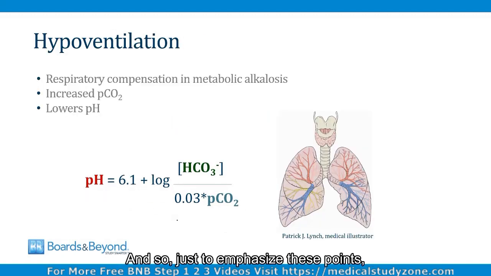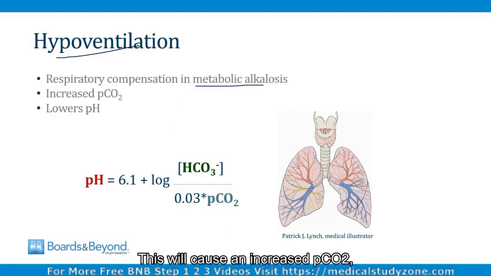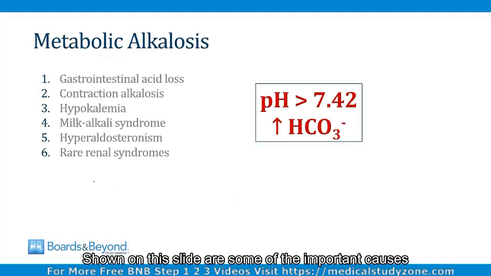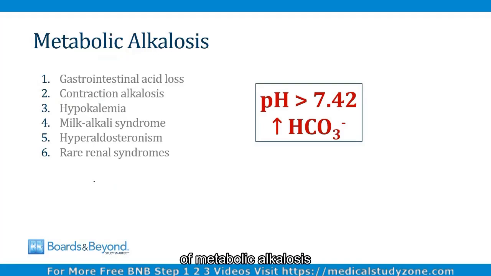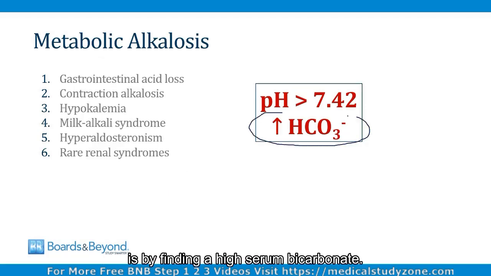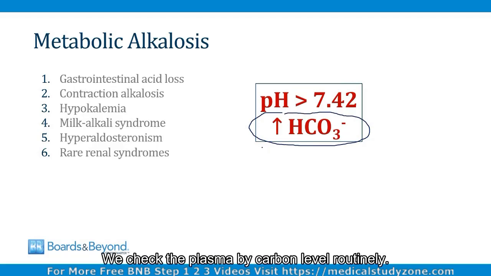And so just to emphasize these points, remember that hypoventilation is the normal respiratory compensation to a metabolic alkalosis. This will cause an increased PCO2, which will lower the pH back towards the normal range. Shown on this slide are some of the important causes of metabolic alkalosis, and we'll go through all of them in this video. But you should know that the way most patients with metabolic alkalosis are identified is by finding a high serum bicarbonate. We check the plasma bicarbonate level routinely.